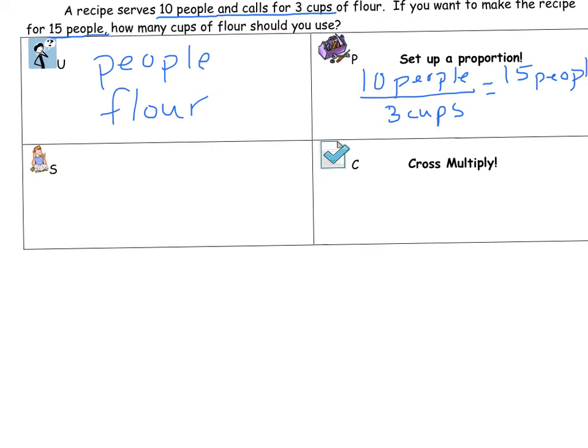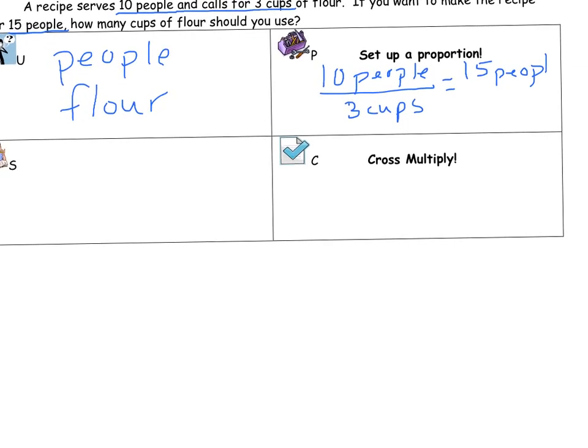I'm running out of room here, so I apologize for that. And then it's asking how many cups should you use for 15. So I don't know that. So the fast way to solve it is come down here and use 10 over 3 equals 15 over C for cups. And like we just learned, we'll cross multiply.